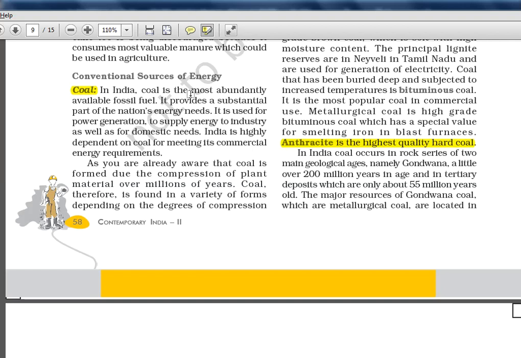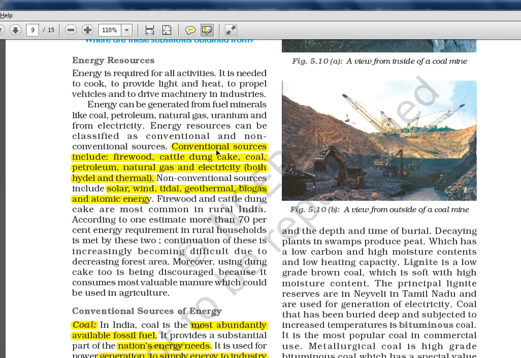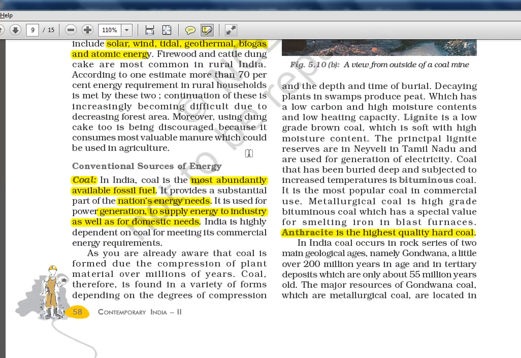So again, it is the most abundantly available fossil fuel, provides a substantial part of the nation's energy needs, and it is used for power generation to supply energy to industry as well as domestic needs. Now, pet coke is in the news actually because of lot of benefits compared to coal, but still some protests are also there, like pet coke can cause lot of emissions. So try to read about pet coke, it's there in the news.